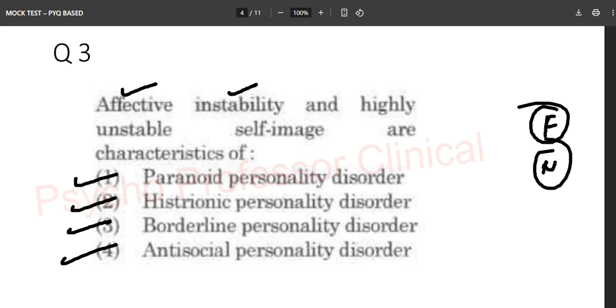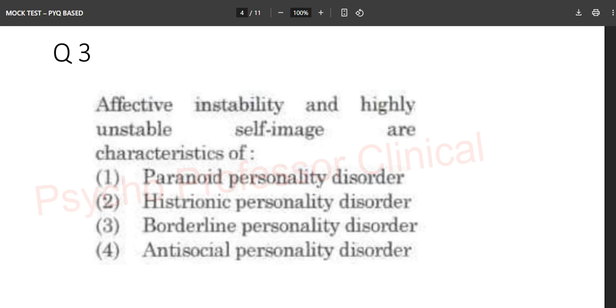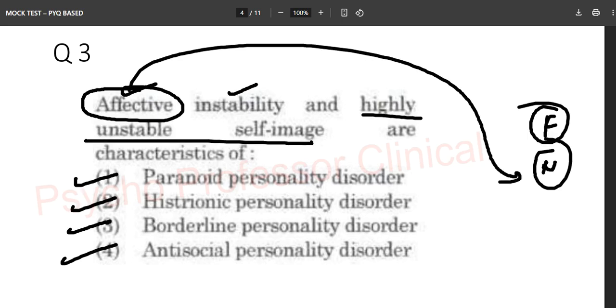So affective instability, what is the meaning of affect? It is clearly mentioned in the N book. And highly unstable self-image are characteristics of which of the following personality disorders? Okay, try to answer this in the comment section. Let's move forward to the fourth one.